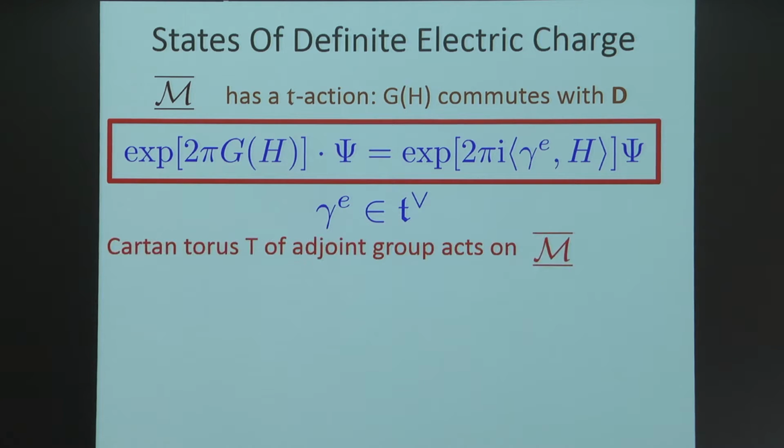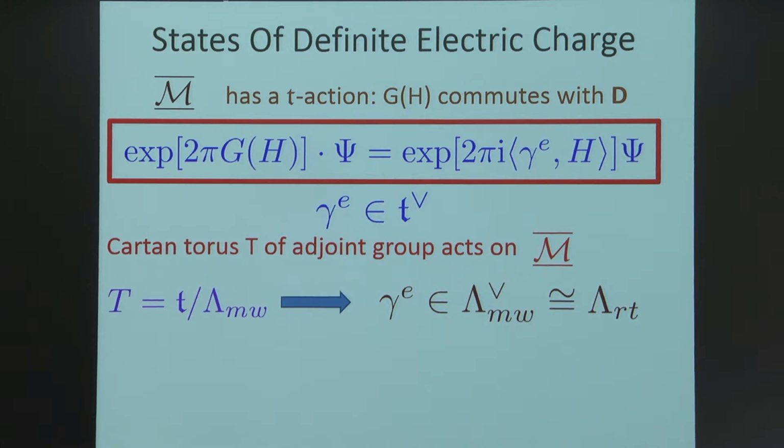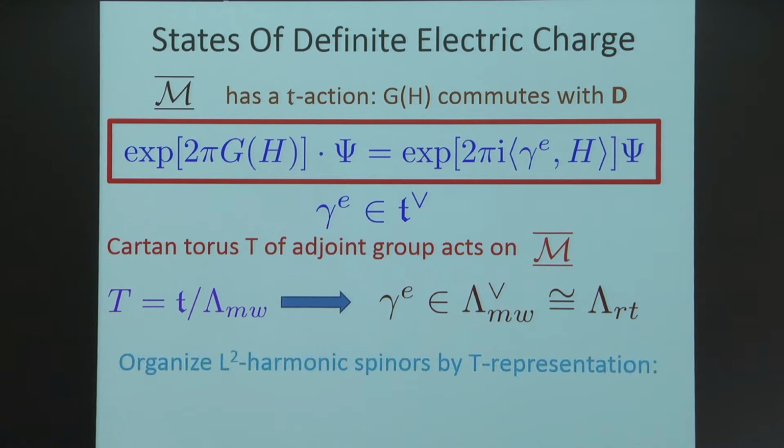But you see, actually, it's not just the T that acts. It's the Cartan torus of the adjoint group that acts. The Cartan torus is T modulo the magnetic weight lattice. So what that means is that if H here is in the magnetic weight lattice, this phase factor must be 1. What that means is that gamma E is in the dual of the magnetic weight lattice, and early in the talk I reminded you that that's the root lattice. No surprise, electric charges should be in the root lattice.